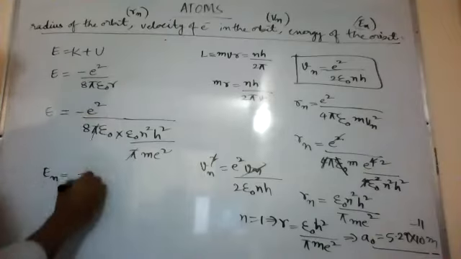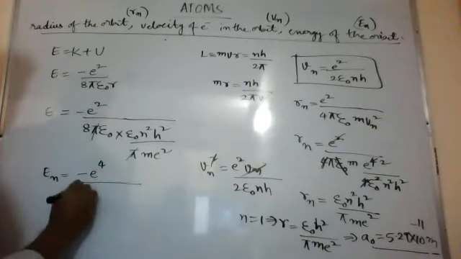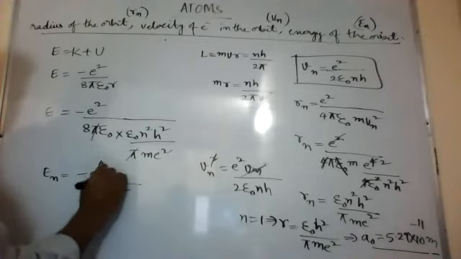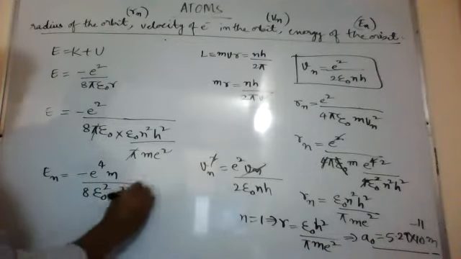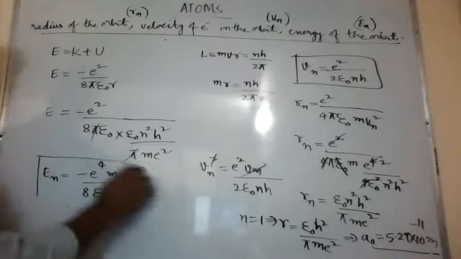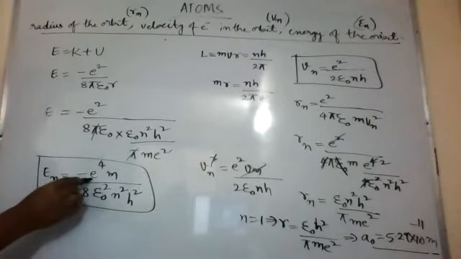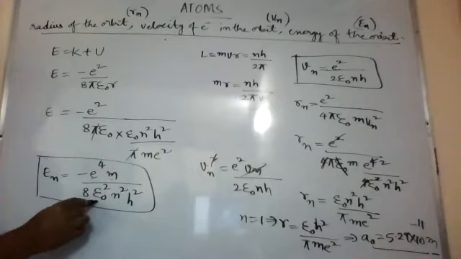Minus e square, and e square will become e power 4 by 8 epsilon 0 square n square. m also will come up, and h square. Okay, this is the value. This is the value of the energy of the nth orbit. Now in this again all are constants. See here, e is constant, the charge of electron, m is the mass of electron, epsilon 0 is the permittivity of free space.